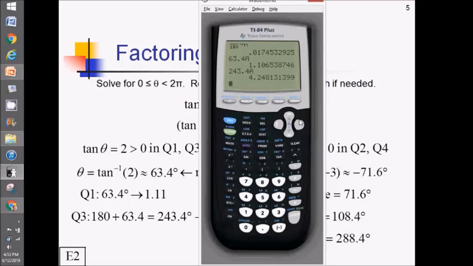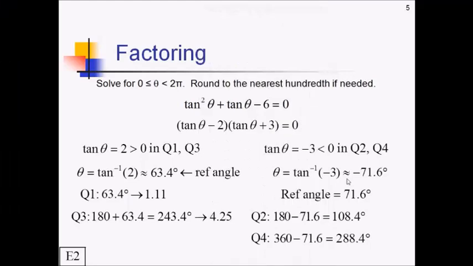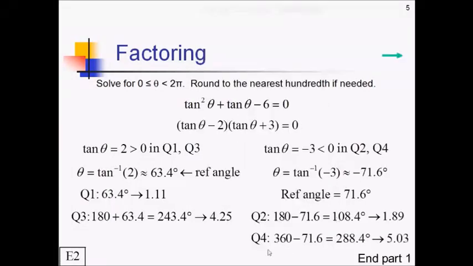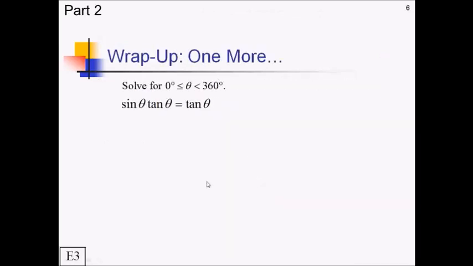Now we've got, it looks like, 108.4. That was the answer. The 71.6, that was just our reference angle, so don't get them mixed up. And now alpha a, that comes out to 1.89. And finally, 288.4 times alpha a, or pi over 180. And that's going to come out to, survey says, 5.03 radians. So there they are.